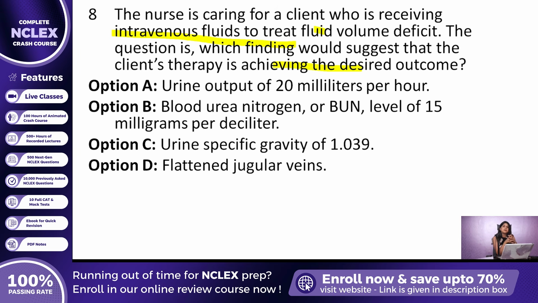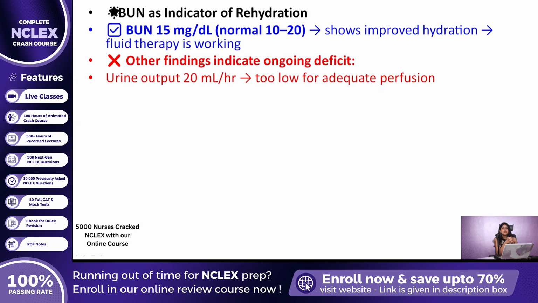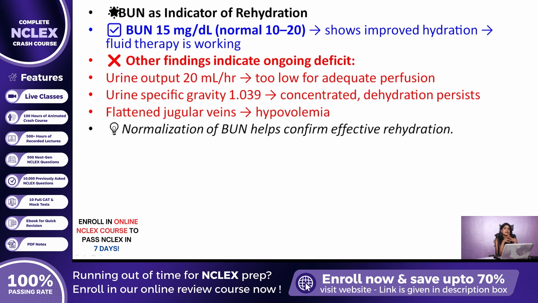A BUN level of 15 milligrams per deciliter is within the normal range of 10 to 20 milligrams per deciliter, indicating that the client's hydration status has improved. In fluid volume deficit, BUN levels are often elevated due to hemoconcentration, so normalization is a good sign that fluid therapy is working. In comparison, a urine output of 20 milliliters per hour remains too low to indicate adequate perfusion. A urine-specific gravity of 1.039 reflects concentrated urine and ongoing dehydration, and flattened jugular veins suggest continued hypovolemia. The key point here is that normalization of laboratory values like BUN helps confirm effective rehydration.